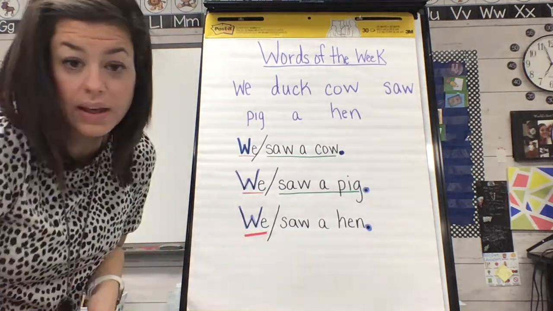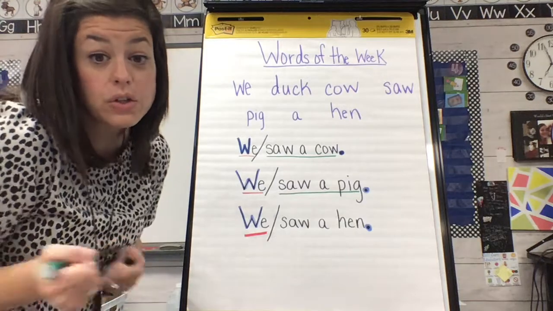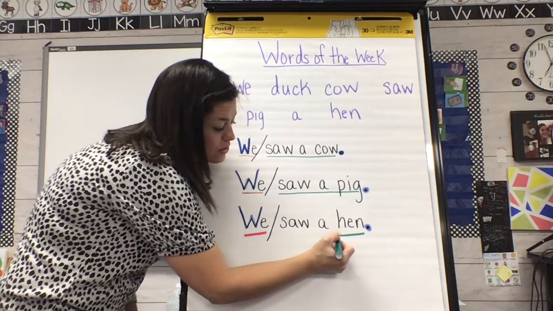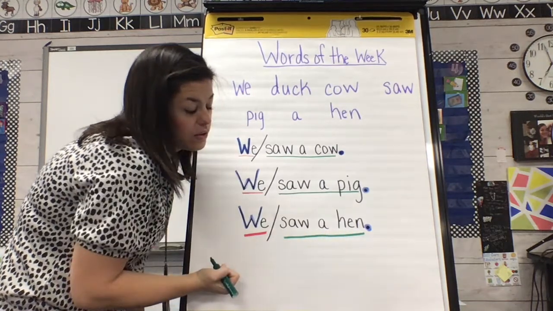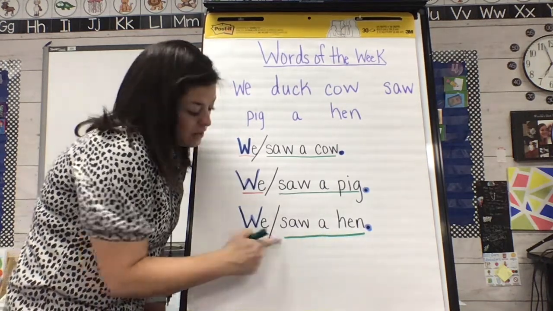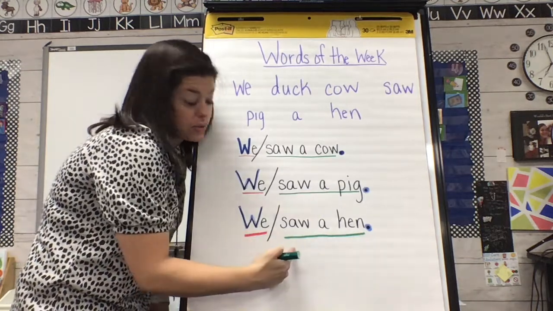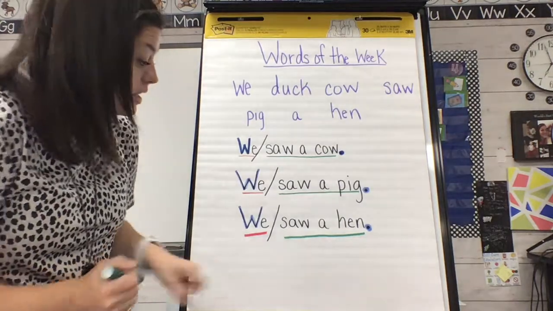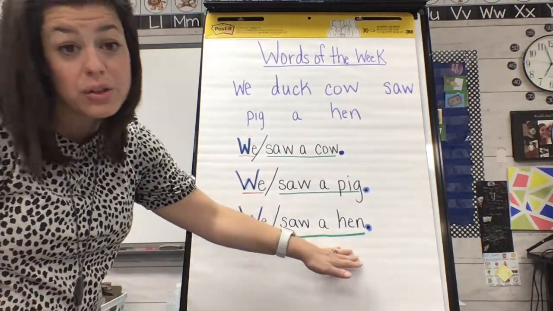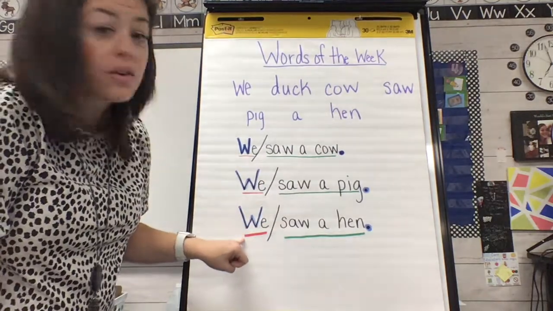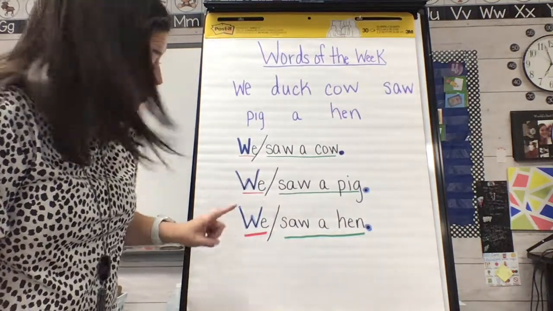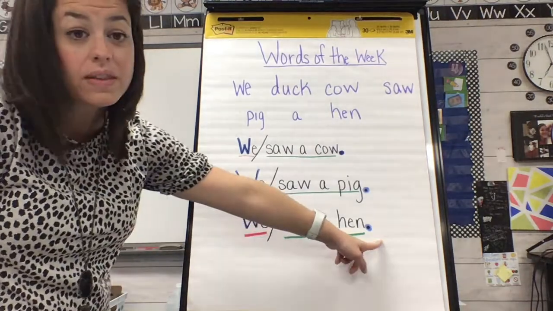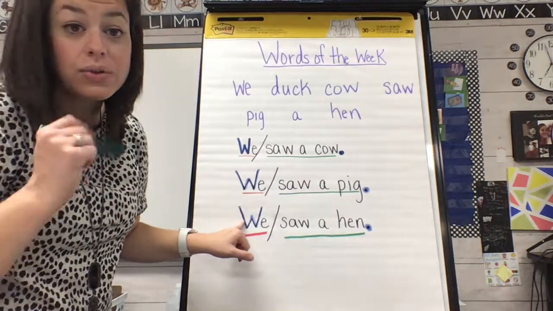Now our predicate is what they're doing. Well, they saw a hen. So we're going to underline our predicate in green. So we saw a hen. So that's in green. Okay? And so in Schoology, all I want you to do is copy this down, but I want you to make sure that you're using your colors to help you remember. So I want you to use your blue to help you remember that you need a capitalization and a period at the end. So make sure that you are using those colors.